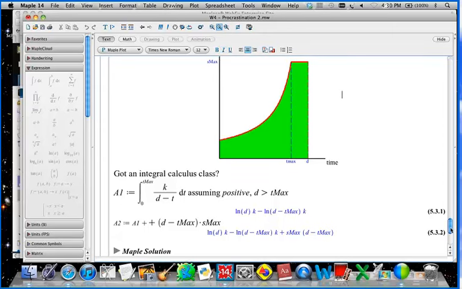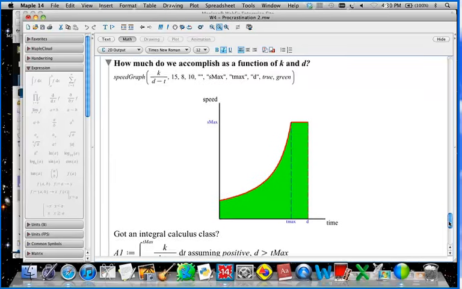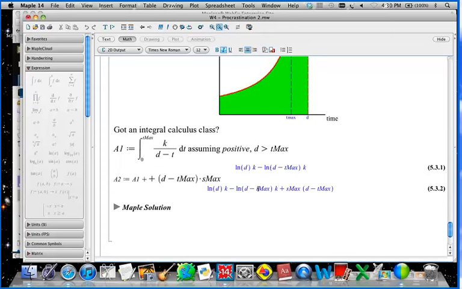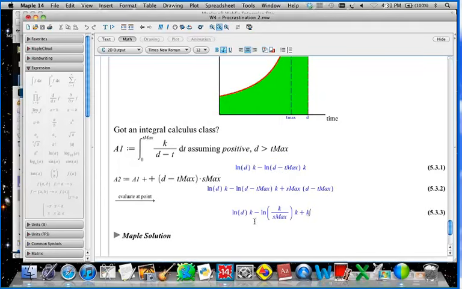Let's see, where did we find it? We said back up here that T max was this. So let's highlight this now. Copy that. And now we're going to evaluate this, where T max is now this value. So there is a formula for how much we accomplish as a function of K, D, and S max. And what we notice is that D is in a logarithm. In other words, if D doubles, that does not mean that we accomplish twice as much. That's a neat thing to know.